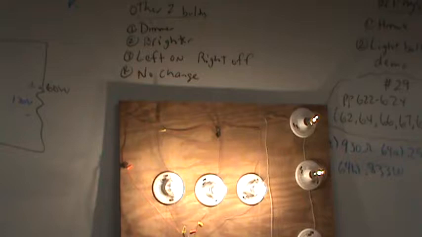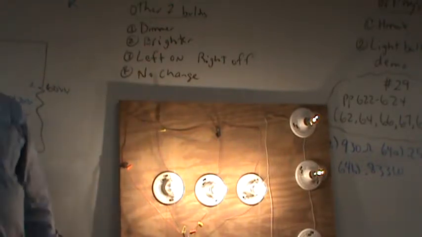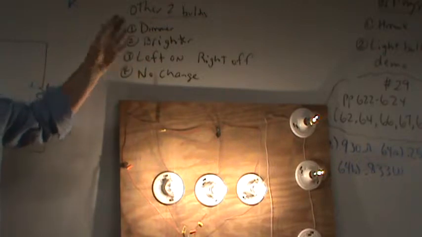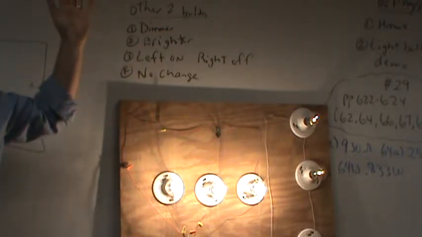Okay, here we go. How many people say the other two bulbs get dimmer? How many people say the other two bulbs get brighter? Okay, one of you. How many people? Two of you. How many people say the left one stays on, but the right one turns off? Okay, several of you. And how many people say no change? Okay, well, let's see which it is.